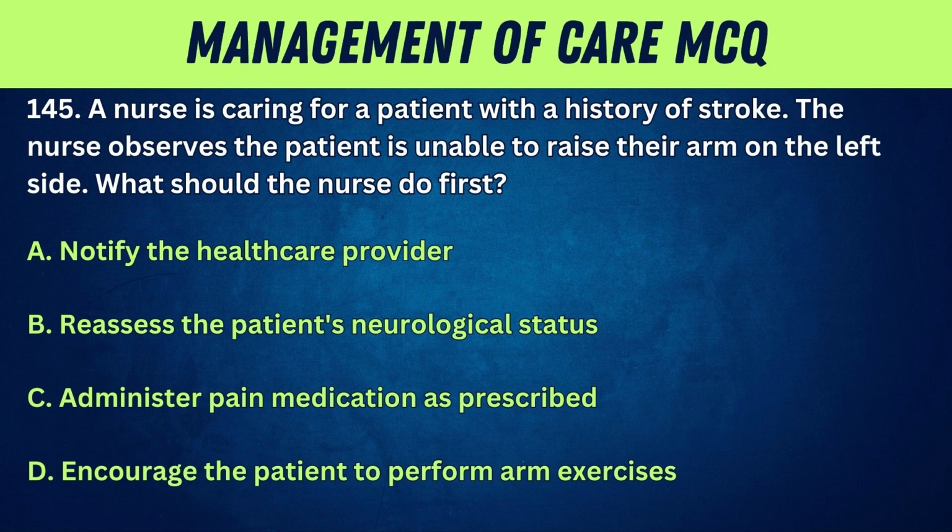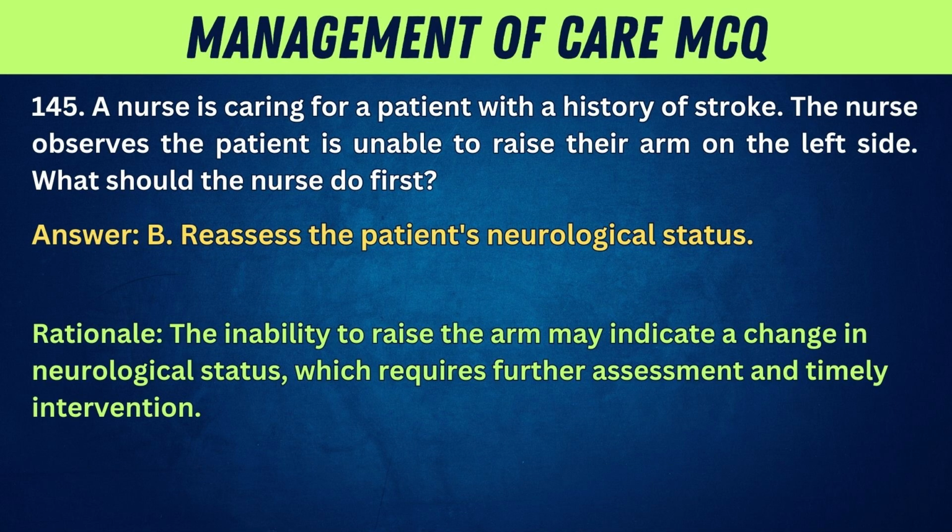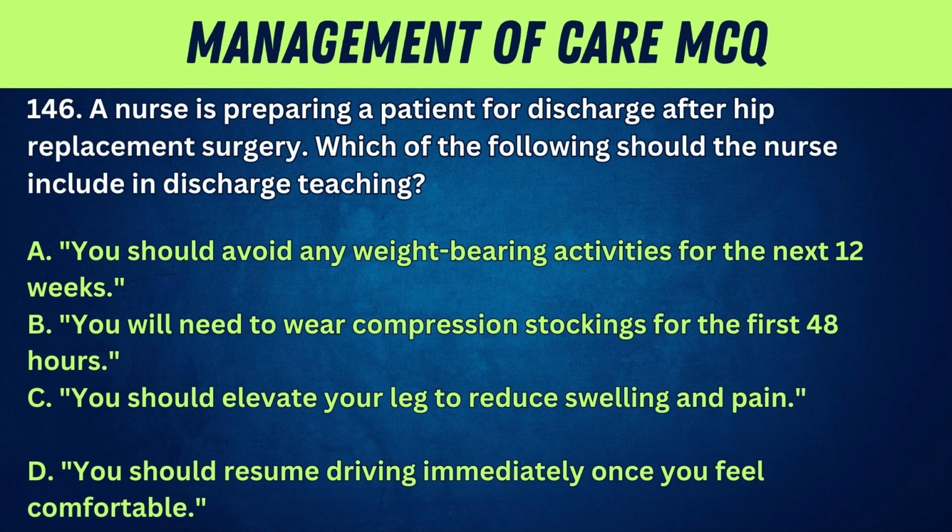145. A nurse is caring for a patient with a history of stroke. The nurse observes the patient is unable to raise their arm on the left side. What should the nurse do first? A. Notify the healthcare provider. B. Reassess the patient's neurological status. C. Administer pain medication as prescribed. D. Encourage the patient to perform arm exercises. Answer: B. Reassess the patient's neurological status. Rationale: the inability to raise the arm may indicate a change in neurological status, which requires further assessment and timely intervention.